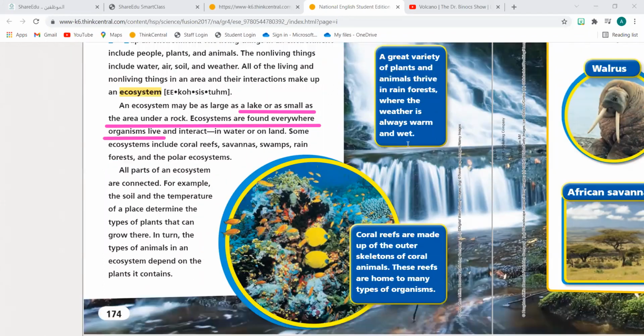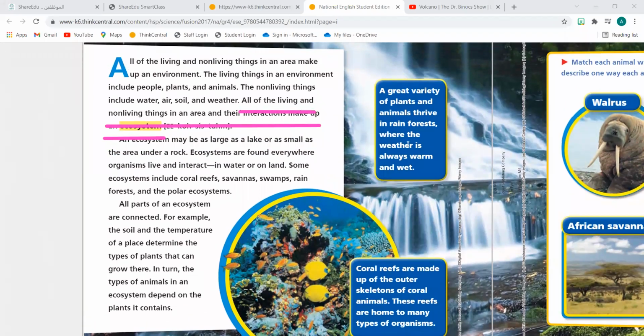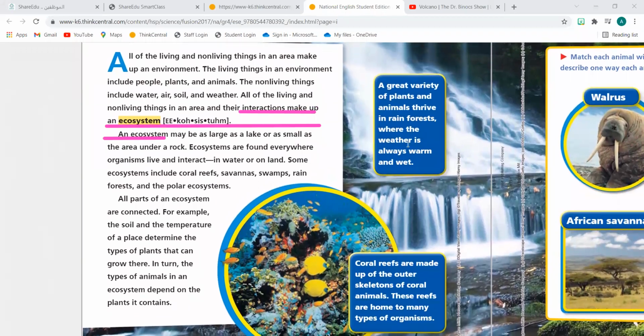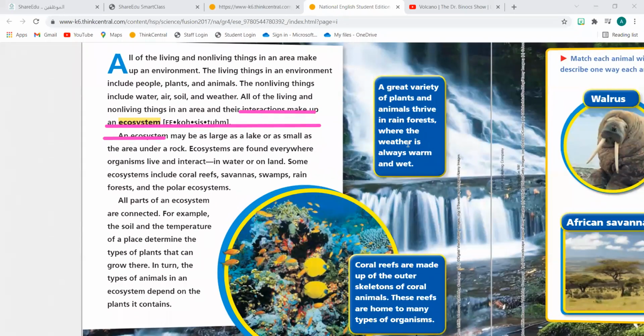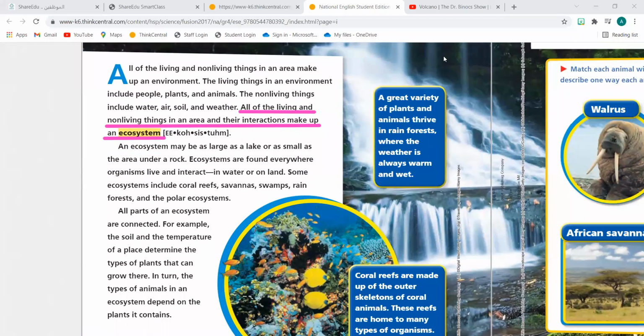Yes. Okay, open your cameras and open your book to page 174. Okay? Fatima, read for me. What's an ecosystem?